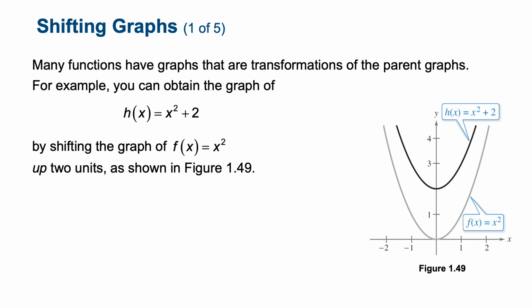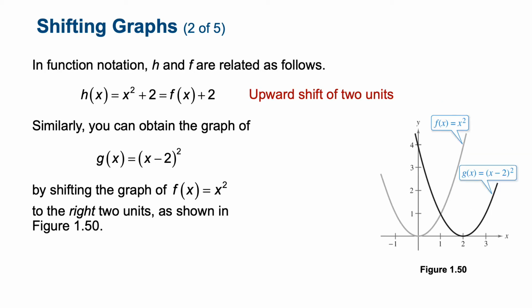But what does h of x represent? Well, that represents the y values. So this is a vertical shift of 2, right? So it shifts up 2 units. So if you see the parent function and you add anything to it, it gives you an upward shift. So basically you're saying here's the function and shifting it up 2 units.